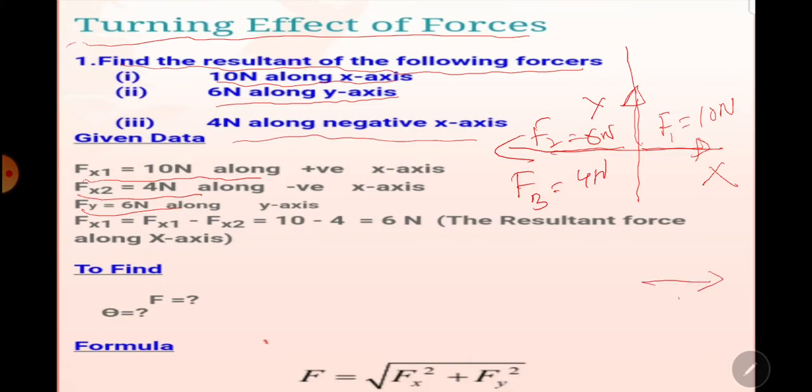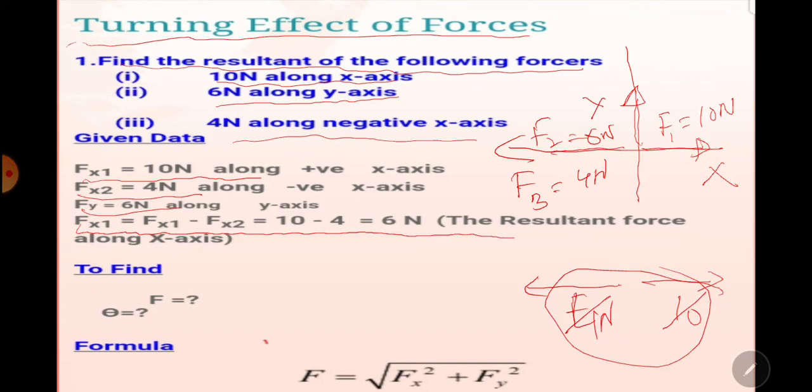10 Newton is in this direction and 4 Newton is along the negative axis. So we will take the difference of these two. 4 Newton will cancel the effect of 10 Newton and 6 Newton is left. So along the x-axis a force of 6 Newton is acting. Now we have to calculate the resultant force and the theta.